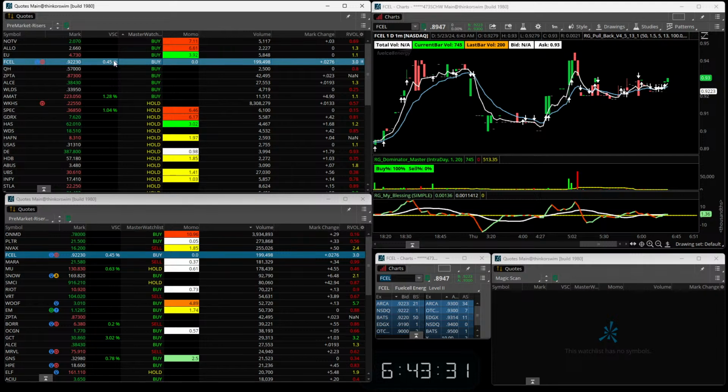Show you how sensitive the volume spike is. This 0.45, that's less than 1%, popped up and picked up that little candle.